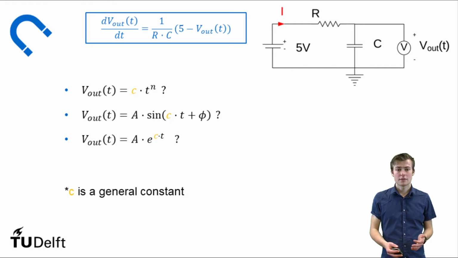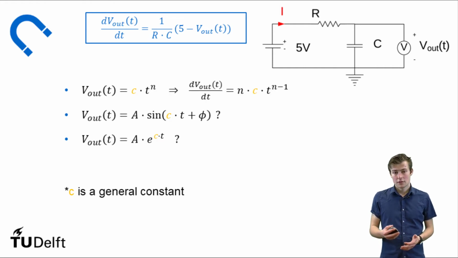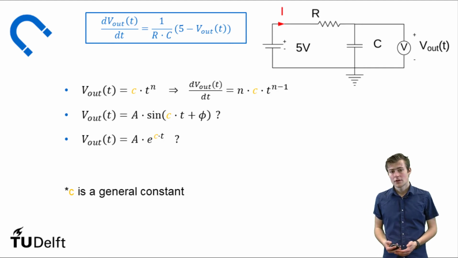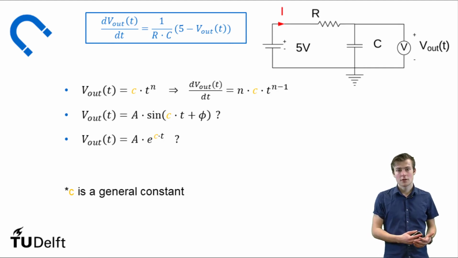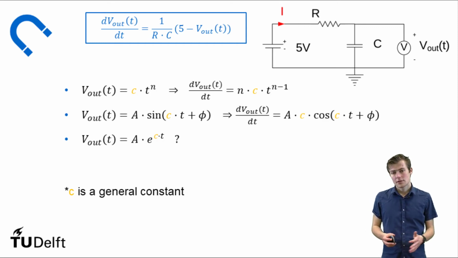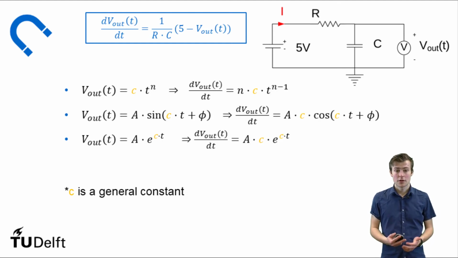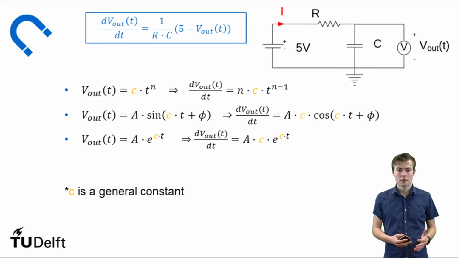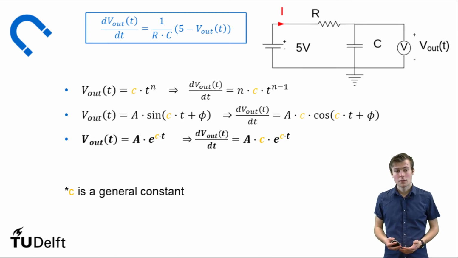For the polynomial, the derivative is n times c times t to the power n minus 1. The polynomial is now one power less than the original polynomial and thus not equal to itself, and therefore we cannot use this. If we differentiate the sine function, we get a cosine function. This is similar but not the same, so we can also not use this. Finally, if we differentiate the exponent function, we obtain that the derivative of V out is a times c times e to the power ct. This is equal to itself. Of course, the amplitudes are different, but we can work with this, so this is fine. Therefore, we will continue with the exponent function.